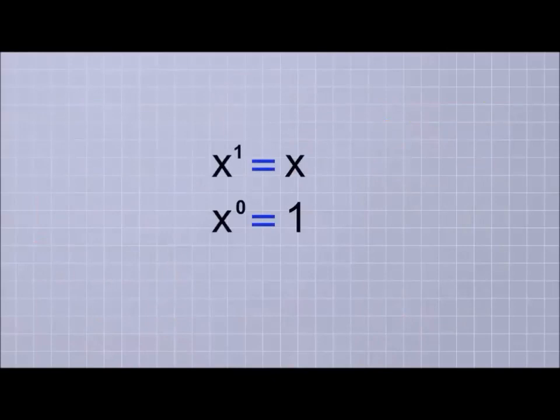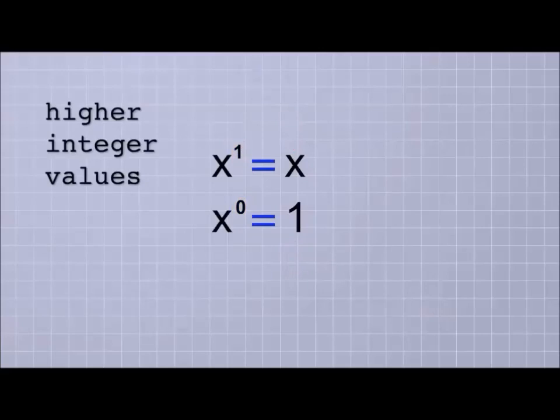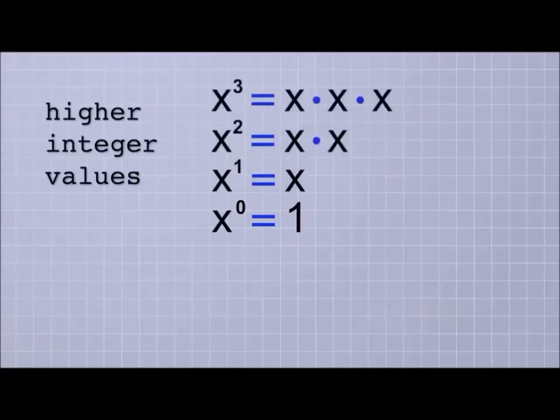They simply tell us that anything raised to the first power is itself, and anything raised to the 0th power is just 1. And because we already know about exponents that are higher integer values, like x to the 2nd and x to the 3rd, that means we've pretty much got things covered, right?